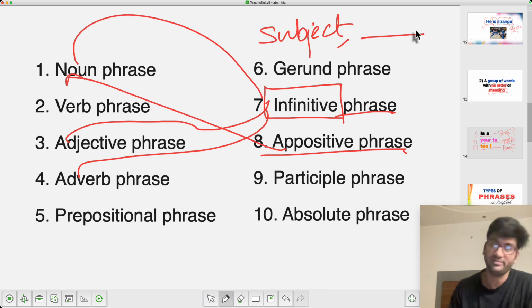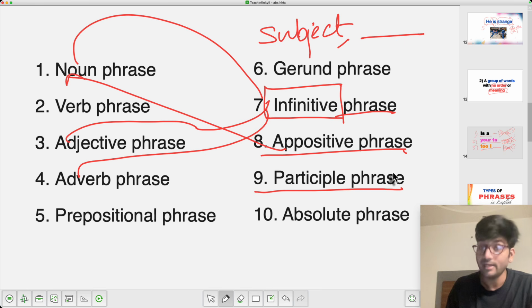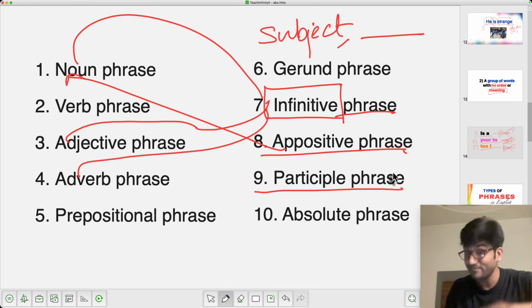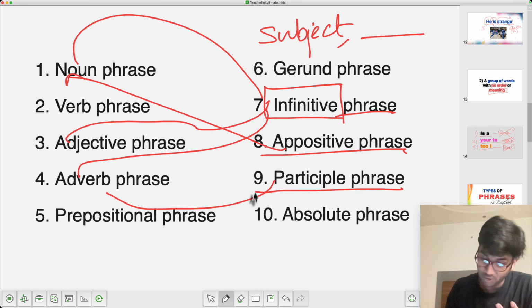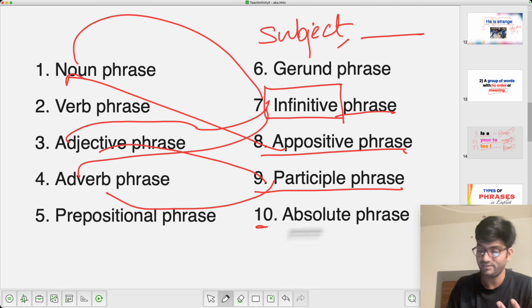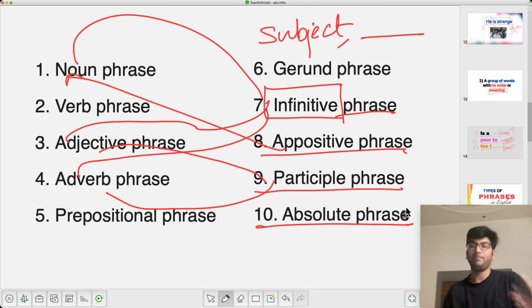It comes after the subject and renames it. Okay. And then we have a participle phrase, and we have three participle phrases: a present participle, a past participle, a perfect participle. All right. And these phrases function either as an adverb or an adjective. And then we have the last, an absolute phrase.